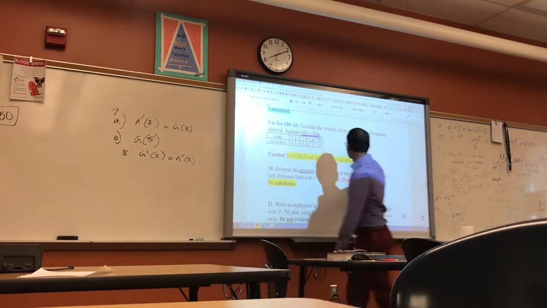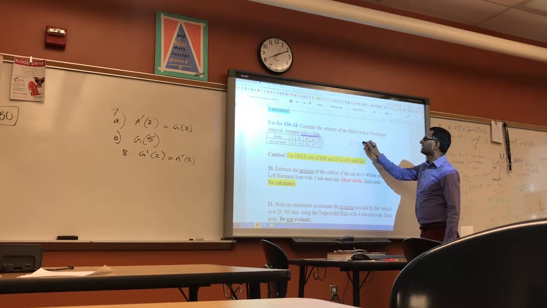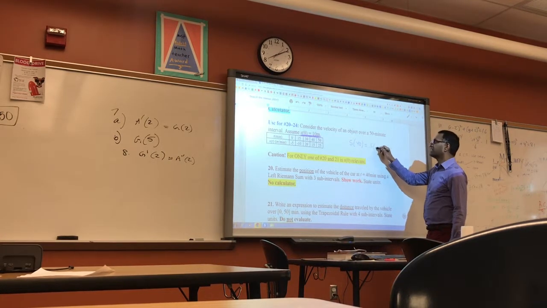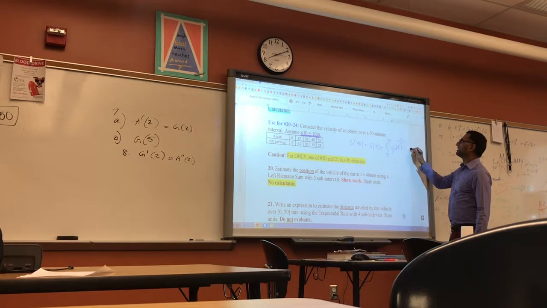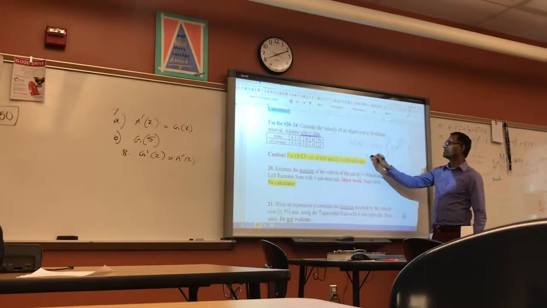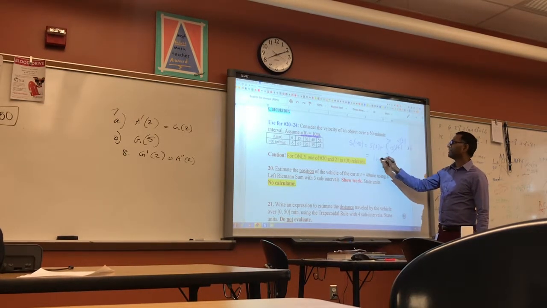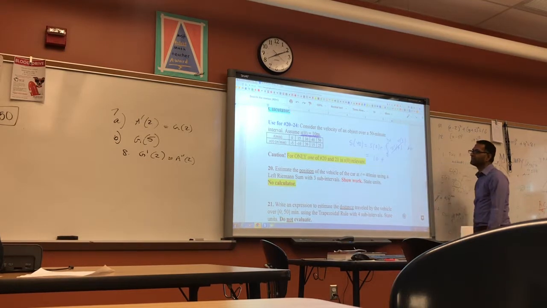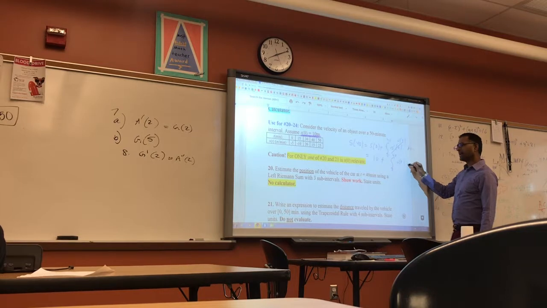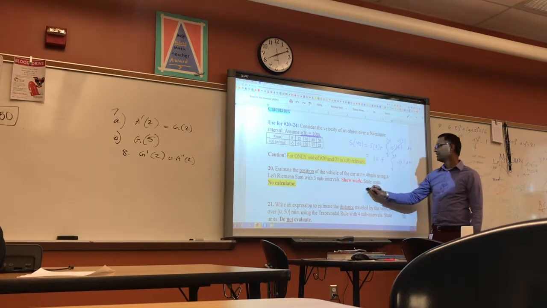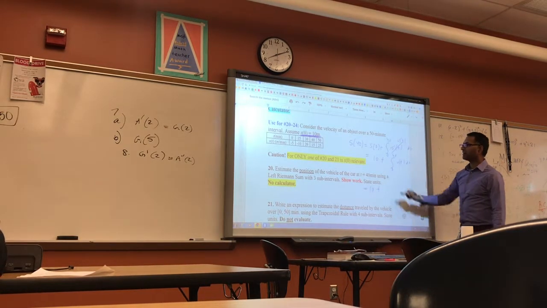So, what do I write? S of 40 equals S of 0 plus the integral from 0 to 40 of S dash of t, which is V of t. What is S of 0 given to me? 10 plus. Do not forget that. They're giving you some information. Now, that's the integral from 0 to 40 of V of t dt. And they're giving us a left Riemann sum.